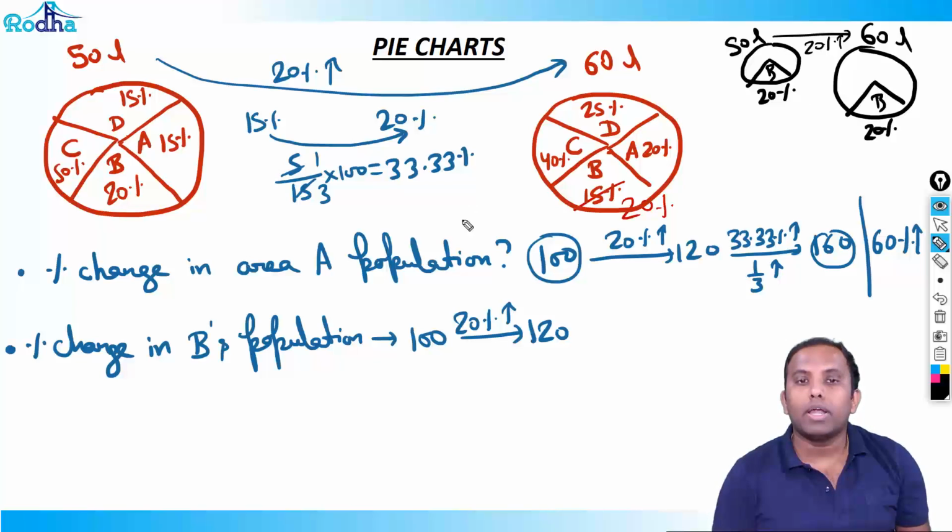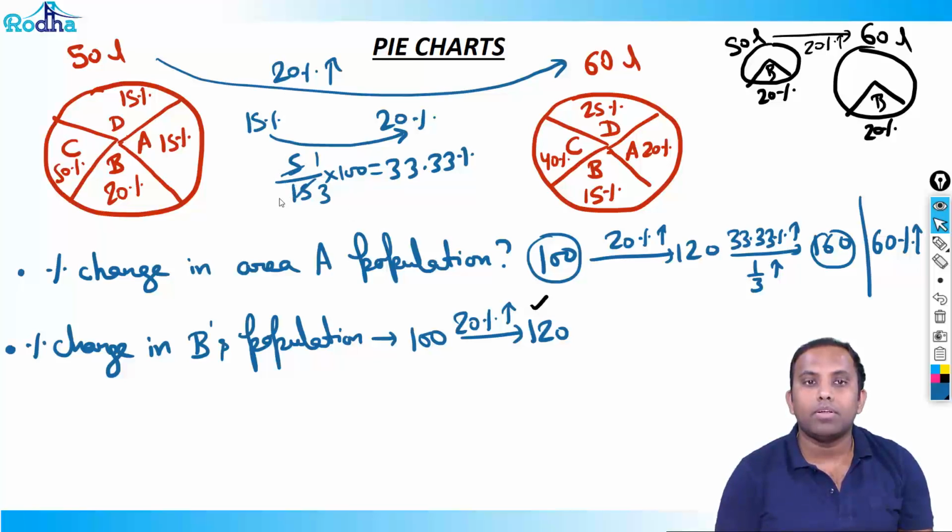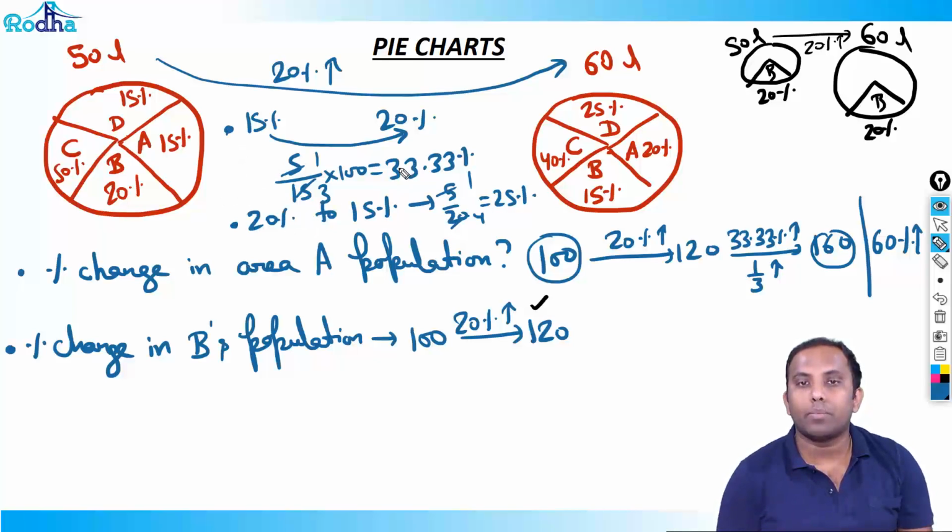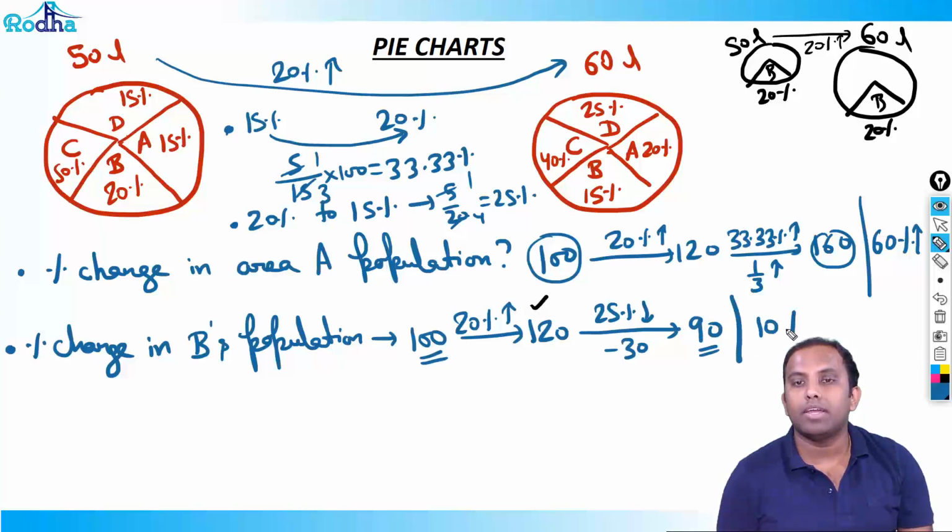But now due to the pie chart, B has increased by 20%, but B itself has decreased. So what is B actually now? It is 15%. So B itself has decreased from 20% to 15%. What is the percentage change? Change of 5 on 20, 1 by 4, that is 25%. So B has decreased by 25%, a further decrease of 25%. So 120, 1/4 is 30. So a 30 decrease becomes 90. So B's population becomes 100 to 90, that means a 10% decrease.